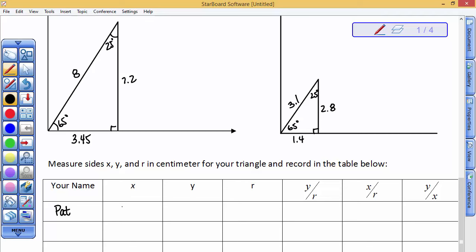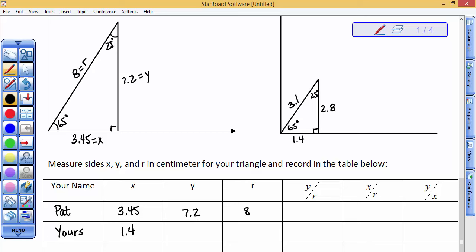So let's go with Pat first. Pat's x value was 3.45 in this big triangle, so this leg, and then my y value, because it's parallel to the y-axis, was 7.2. You could be drawing your own, and I wish you would. And this right here is going to be called my r value, my hypotenuse. So I'm thinking Pythagorean theorem, but not a's, b's, and c's, but x's, y's, and r's. And my r value measured to be an 8. Let's see, yours is the small triangle over here.